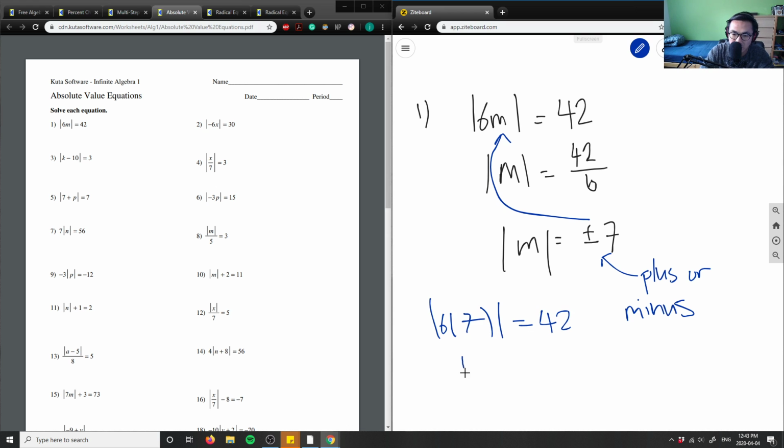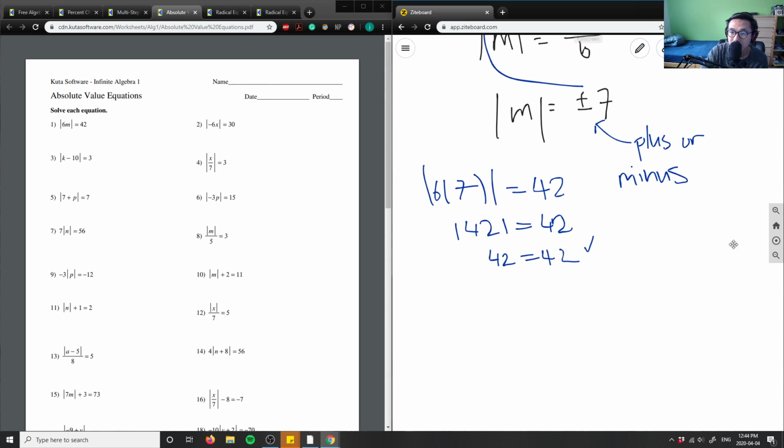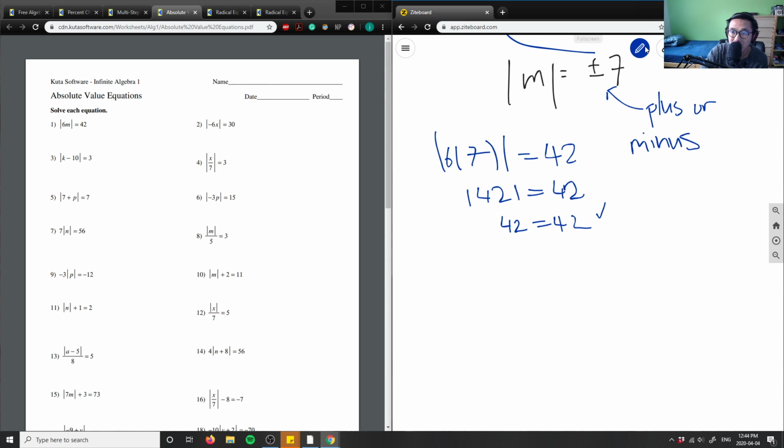6 times 7 equals 42, right? And what I have, absolute value bar, equals 42. That's correct, right? So 42 equals 42. So that's a correct answer for positive 7. But what about for -7? And this will prove to you why it's plus or minus.